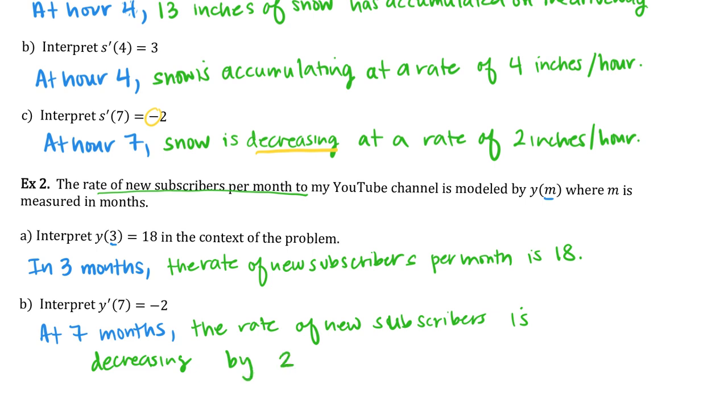Now the units are going to be the units of y, which are subscribers per month. And then I have to say per time, which is the month, because it was already subscribers per month and now it's also per month. You could also say subscribers per month squared, if that's an easier way to write it.